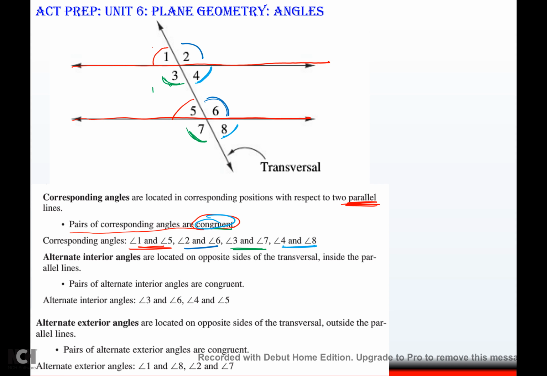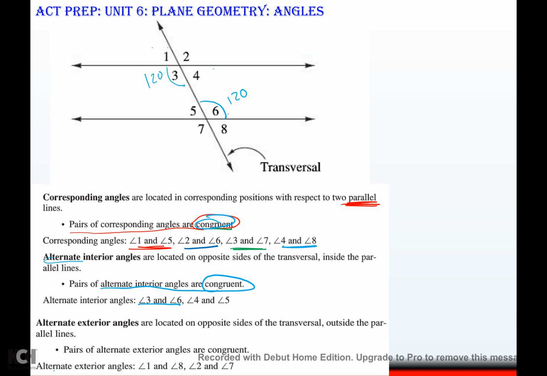Okay, alternate interior angles. Well, interior is just like it says. This would be the interior of the parallel lines. Alternate interior means they need to be on opposite sides of the transversal. And what's neat about alternate interior angles is that they are congruent. So it's got to be interior and alternate. So 3 and 6 are alternate interior angles, which means they're equal. So if this is 120, so is this.